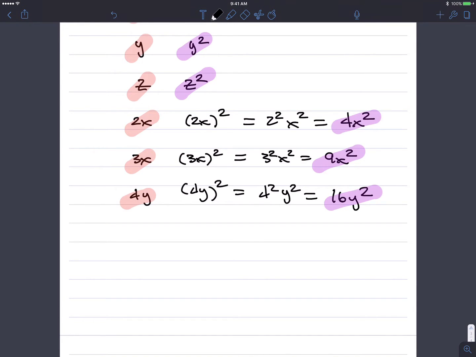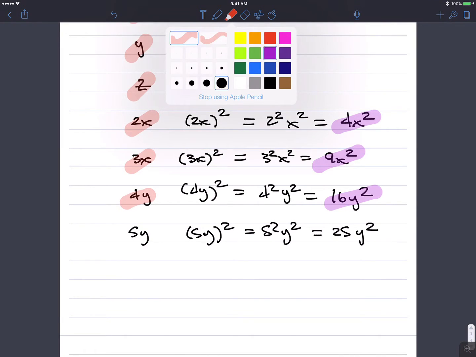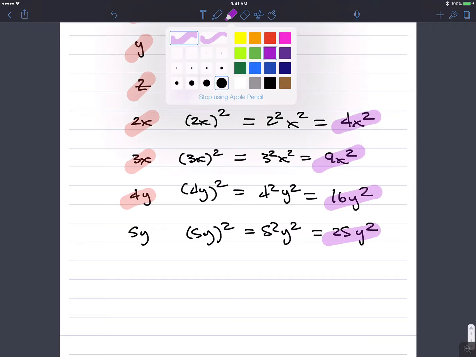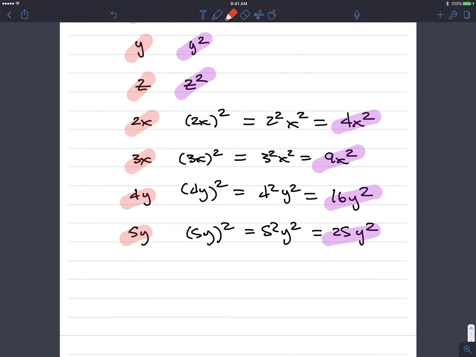What if I plug in a 5y? I have a base of 5y, and I square my 5y. 5 squared, y squared. What is this? That's 25y squared. Is 25y squared a base or is it a perfect square? Okay. What's the base? 5y.